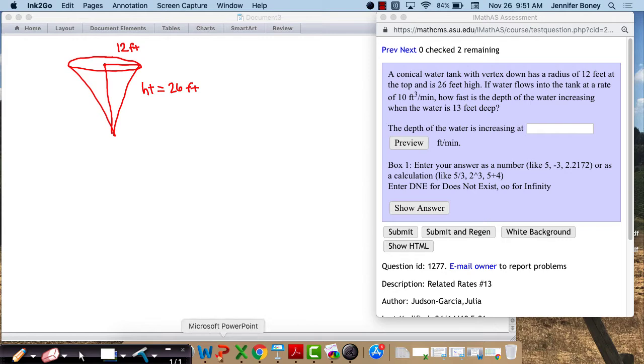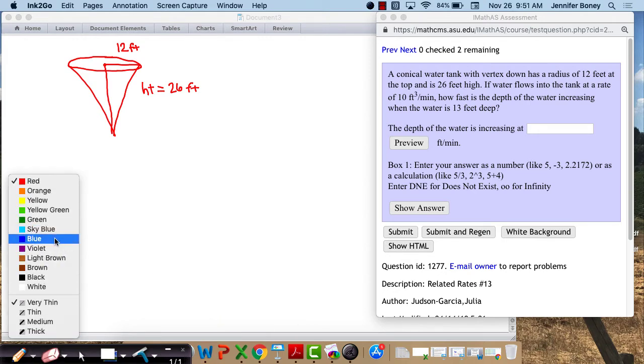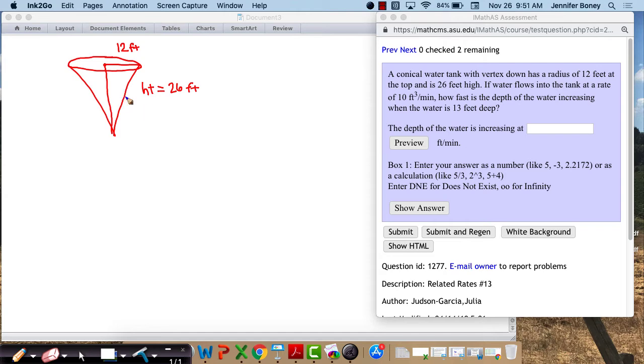What I want to point out is, as you fill it with water, the water takes the shape of a cone. That's a smaller cone until it's full. But, you know, if the water's up to here, at this point in time, maybe the height of the water is, let's see, this asks a question about when the water's 13 feet deep. All right, so let's say that the water is 13 feet deep. What's the radius of the water? So the height of the whole cone is 26, and the radius of the whole cone is 12.